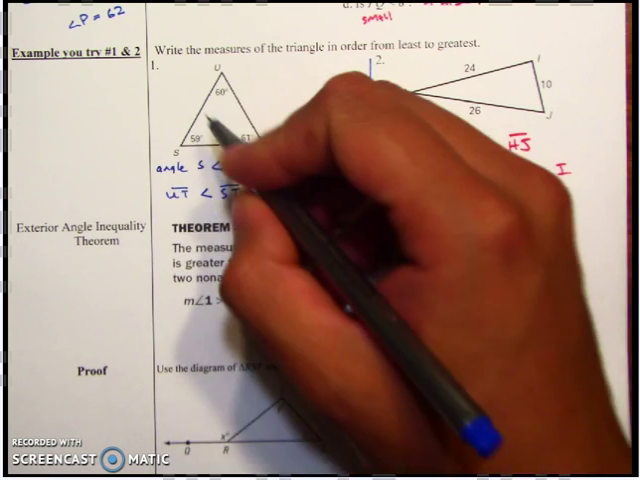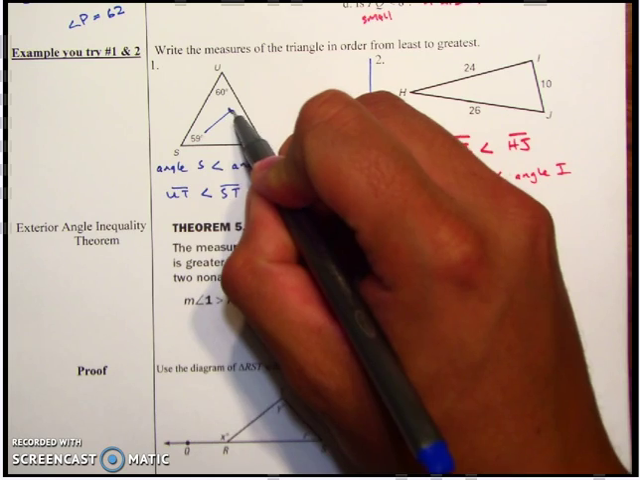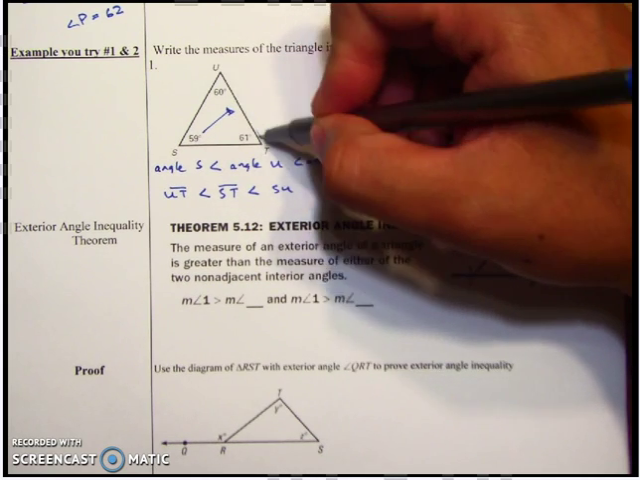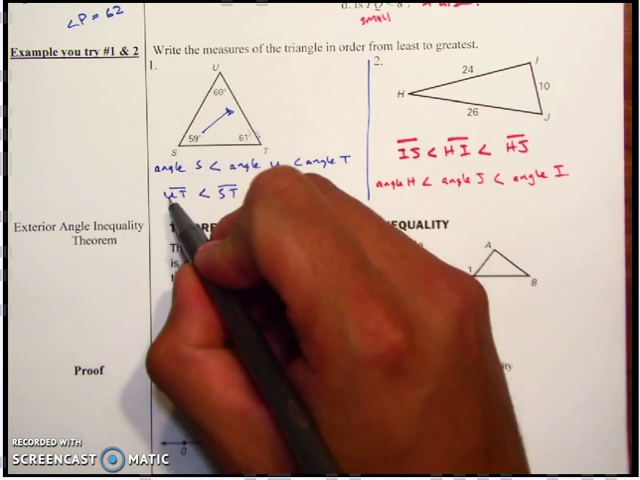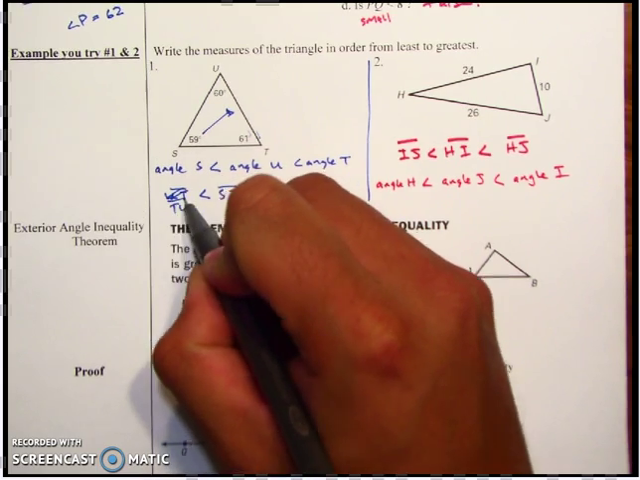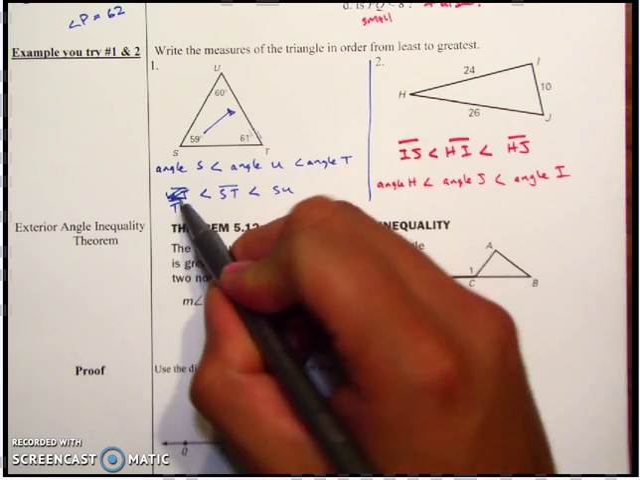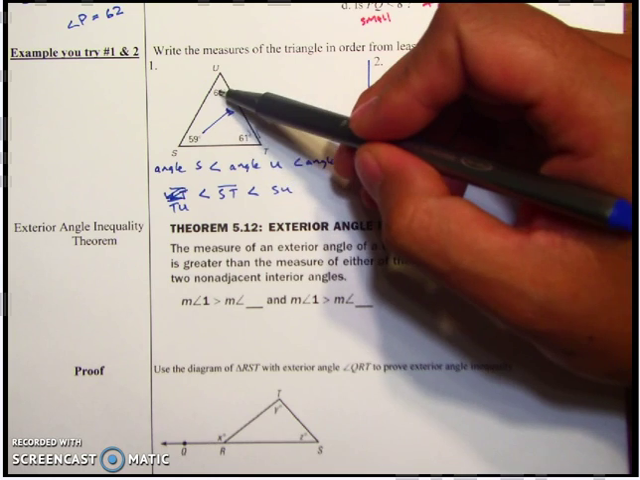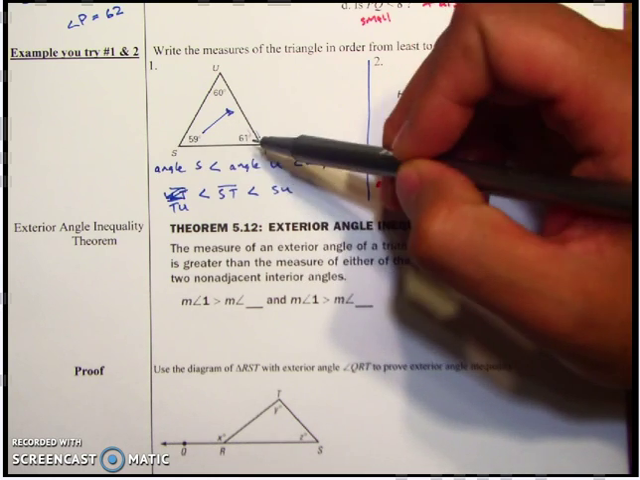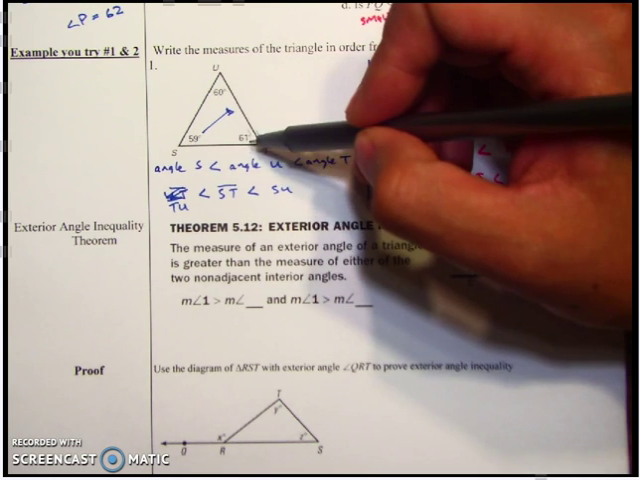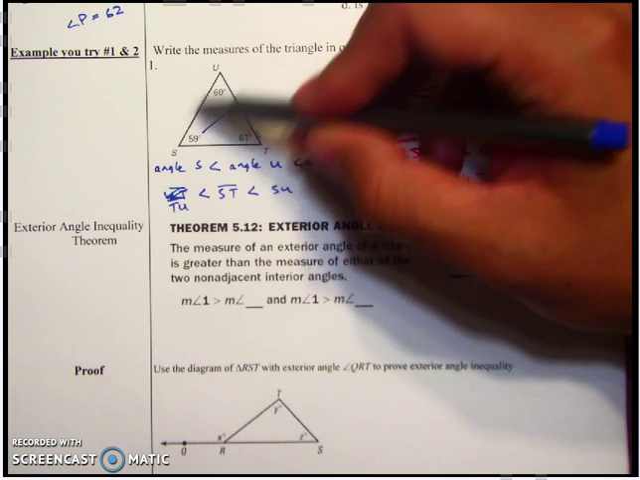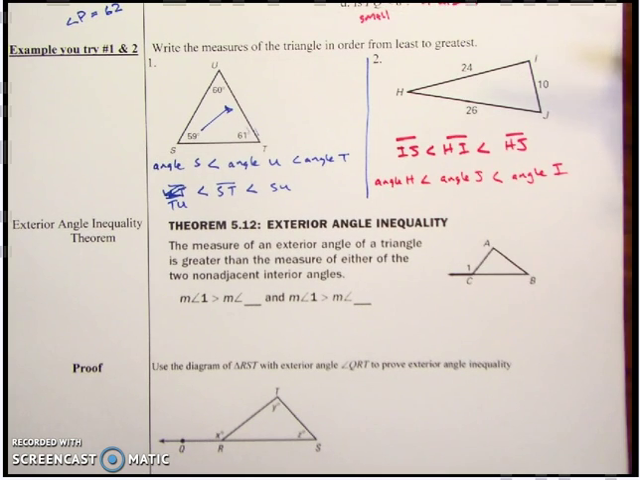The small size, here's my smallest angle, so my small size is TU. Should be TU right here. Okay. And then next one, 60, going over here, ST. And our biggest one, 61 degrees, and I'm in the biggest size, SU. Okay. And you do the same thing for number 2.